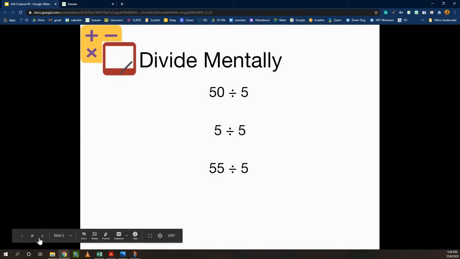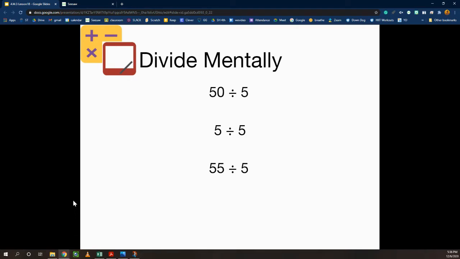So first we're going to start by dividing mentally. So we're going to think about 50 divided by 5. Okay, so we're thinking about how much 5 divided by 5 is, and we know that's times 10. So 50 divided by 5 is 10. It goes in 10 times. Now we're going to say to ourselves, how much is 5 divided by 5? Well, 5 goes into 5 once.